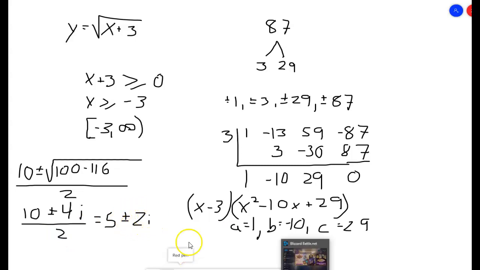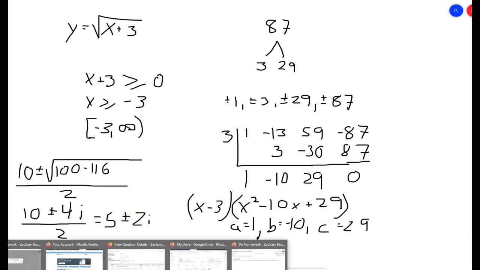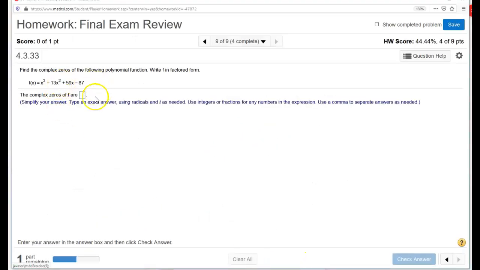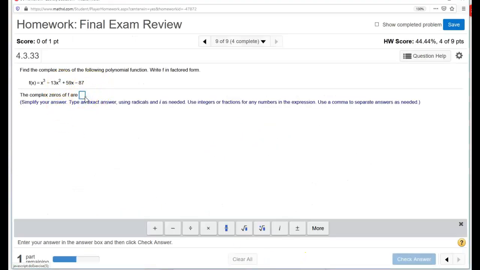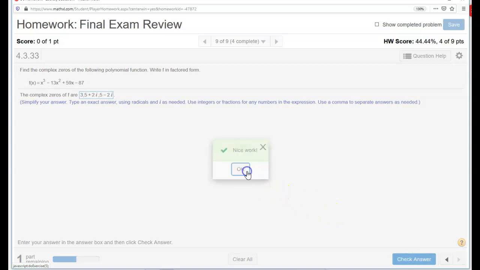So there are my 3 complex zeros of the function. I have 3, 5 plus 2i, and 5 minus 2i. I wish I messed up somewhere. 3, 5 plus 2i, 5 minus 2i. Simplify your answer, use radicals. Good. That's it. All right.